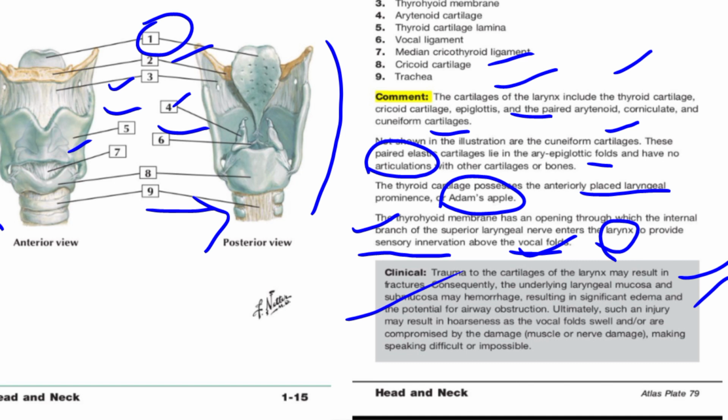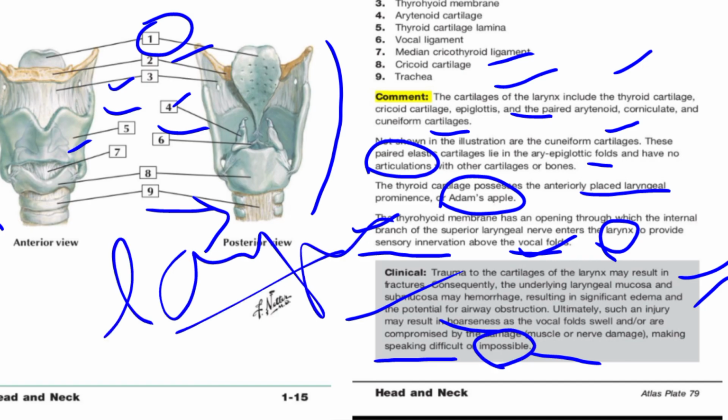If there is any damage to the larynx, which has the vocal cords that produce sound, there is an obstruction of the airway. Ultimately, such an injury may result in hoarseness as the vocal folds swell and are compromised by the damage. Voice change, okay? Due to muscle or nerve damage, speaking becomes difficult or impossible.